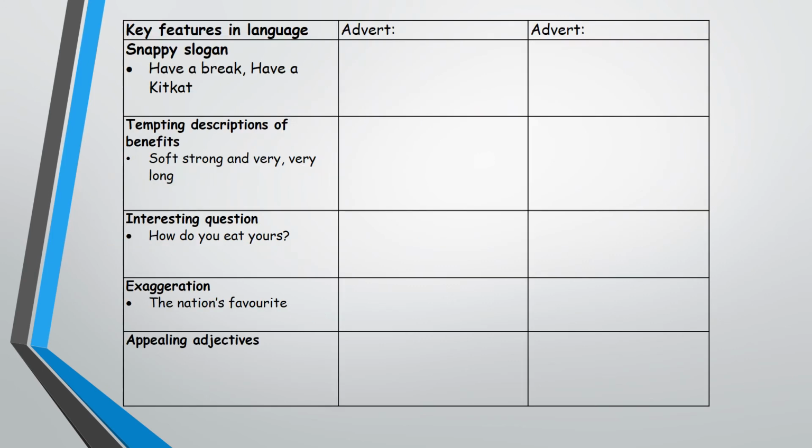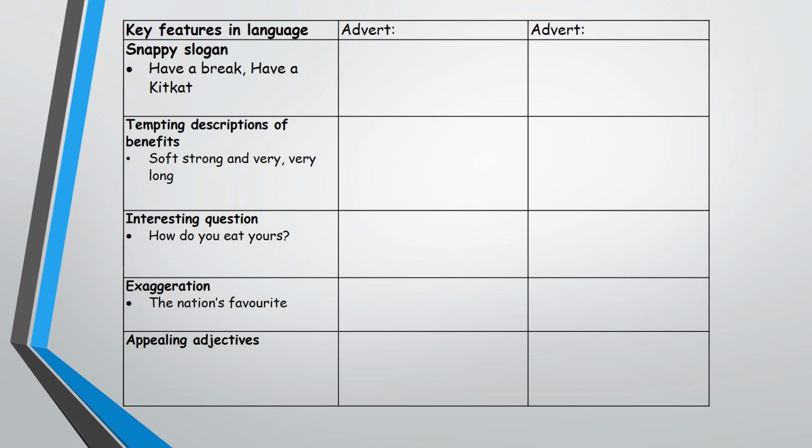Now, today, our job is a bit interesting. I am going to upload two adverts onto our webpage for you to look at, and I want you to see if you can spot any of these special features of an advertisement in the two adverts I post. Okay, so there's one about Baby Bell. Have they put in a snappy slogan? Have they given you tempting descriptions of the benefits, why you'd want to have some Baby Bell? Has it asked you any interesting questions? Do they exaggerate? And are there any appealing adjectives that you might want to use in your advertisement?